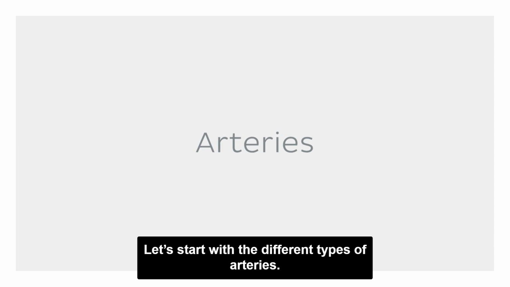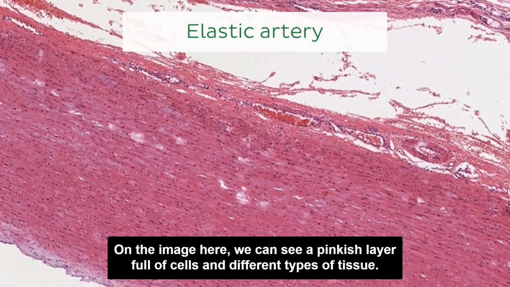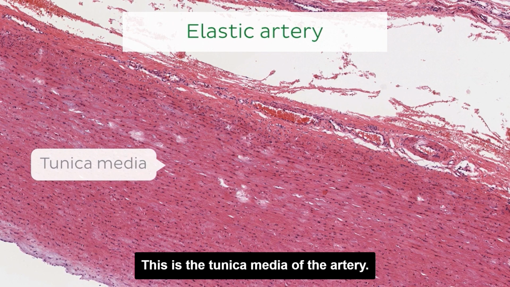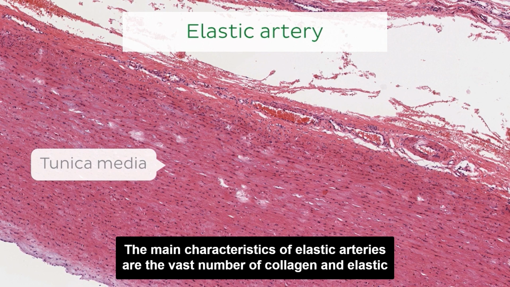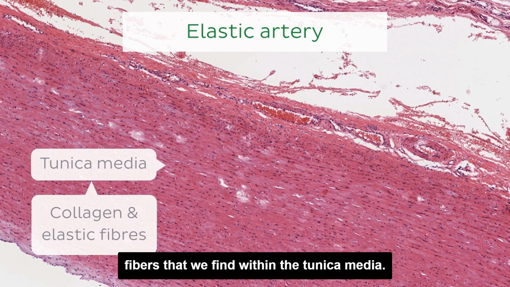Let's start with the different types of arteries. The first type of artery we'll look at are elastic arteries. On the image here, we can see a pinkish layer full of cells and different types of tissue. This is the tunica media of the artery. The main characteristics of elastic arteries are the vast number of collagen and elastic fibers that we find within the tunica media.